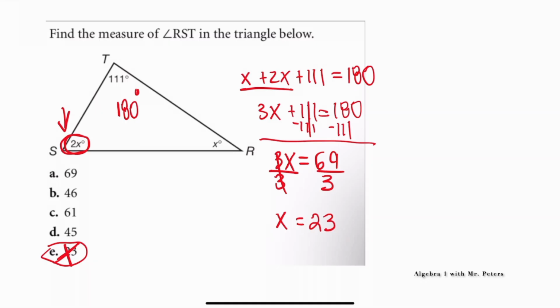So we know x is 23. We now got to multiply that by 2 to get 46. So the actual answer is B, 46 degrees. Please do not fall for that trick by moving too fast.